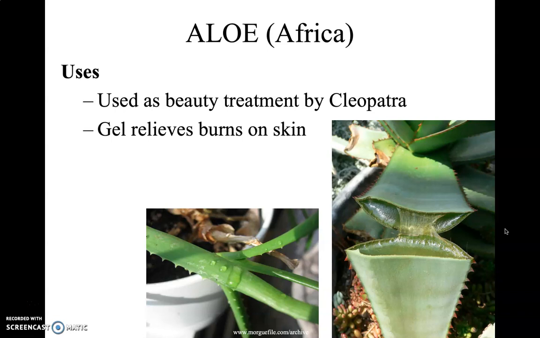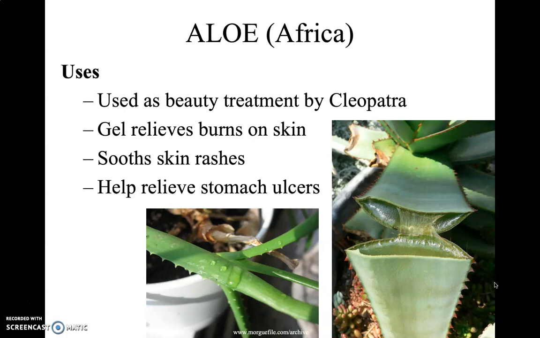So if you break it, like you see in the picture over here, the plant produces this kind of jelly goo. And so this can help as far as if you have a skin burn, you can put this on there and it will soothe it. This is why you often can buy aloe vera gel for sunburns. It can also help soothe skin rashes. Most people don't realize that you can also use that aloe vera gel for a lot of skin rashes as well. And it's been shown to help relieve stomach ulcers.